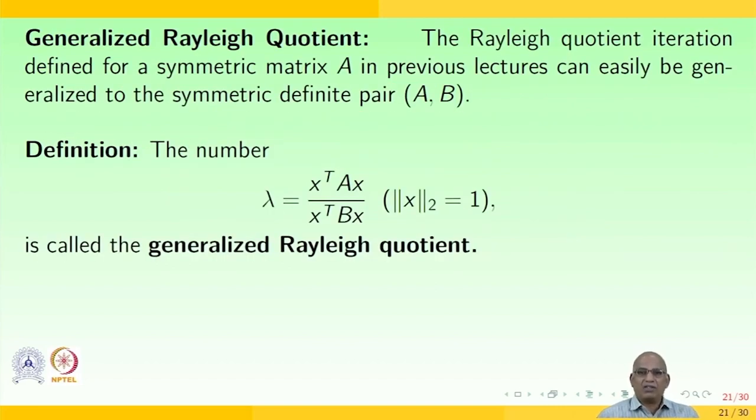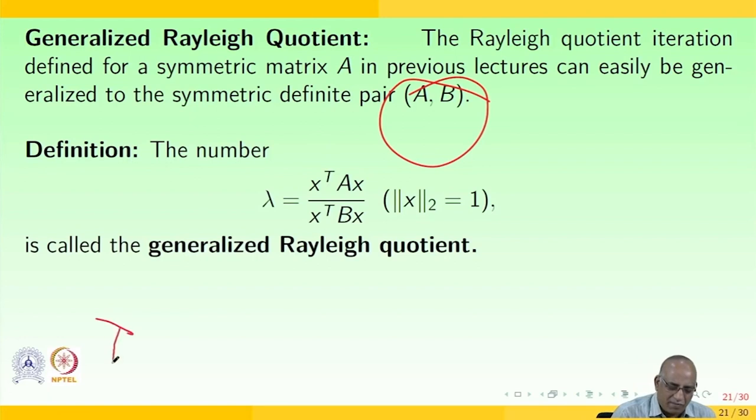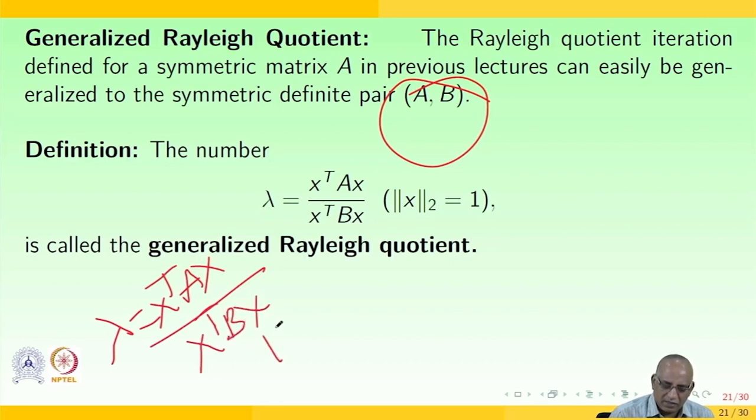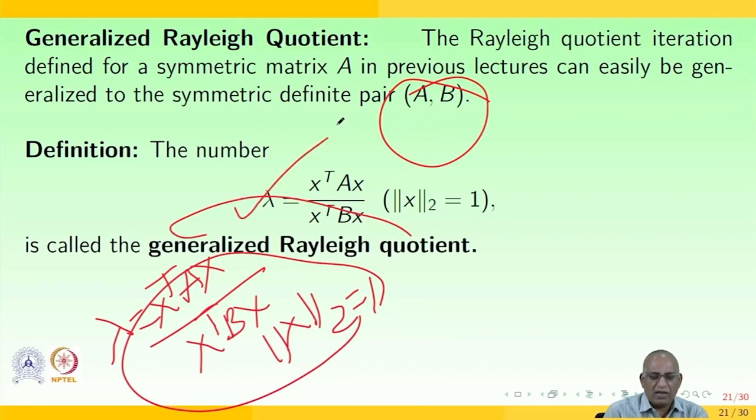So, the generalized Rayleigh quotient. The Rayleigh quotient iteration defined for a symmetric matrix A in the previous lectures can easily be generalized to the symmetric definite pair A, B. The number we are computing, lambda, is equal to X transpose AX upon X transpose BX, where the 2-norm of X is equal to 1, and this is what we call the Rayleigh quotient.